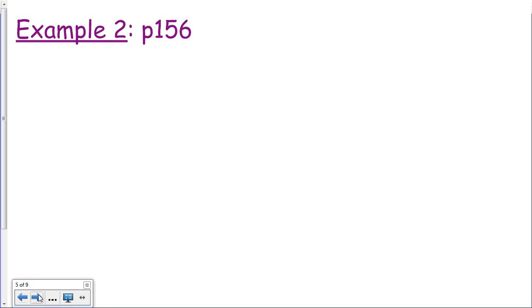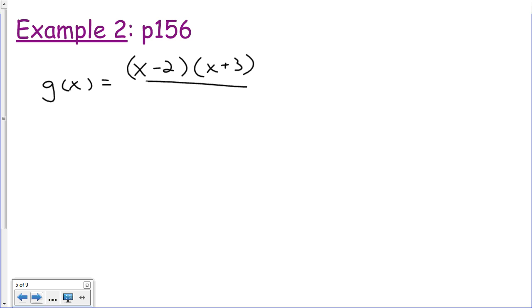Look at example 2. This one says, is the function g of x, let's go ahead and write down this function. g of x is equal to (x minus 2) times (x plus 3) all over x minus 2. Is it differentiable at x equals 2? So this is a different question here. Differentiable at x equals 2 is the question in this case.